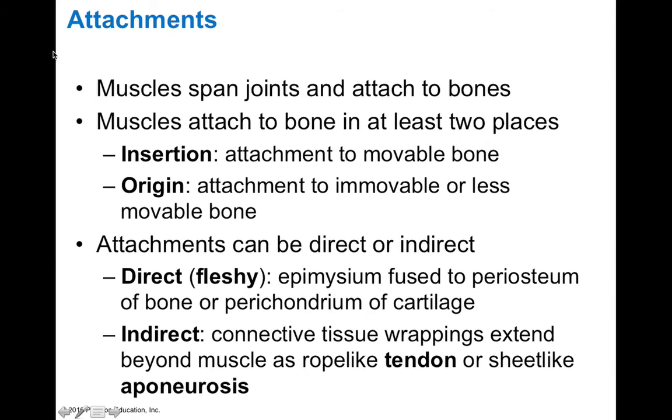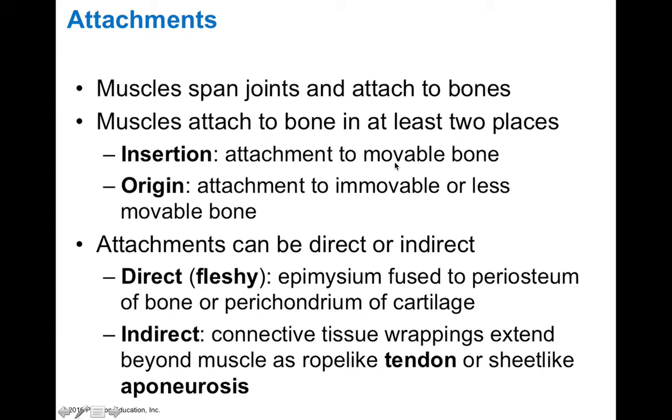Now, in terms of muscle attachments, we say that skeletal muscles have an origin and an insertion. The origin is the attachment point of that muscle that is immovable, or at least less movable, on a bone itself. Now, the insertion is the actual attachment of that skeletal muscle that attaches to a movable bone, right?